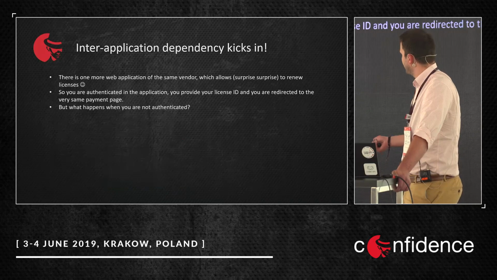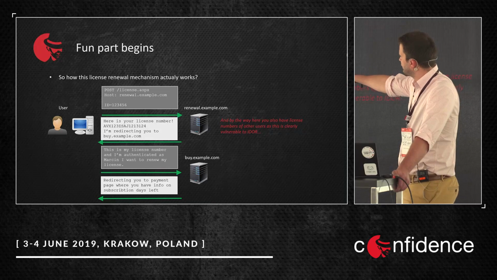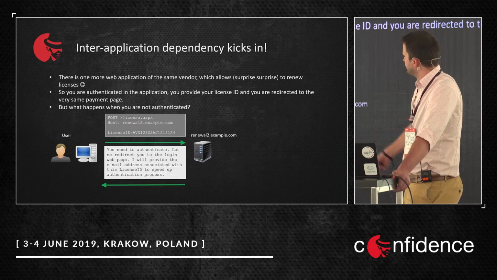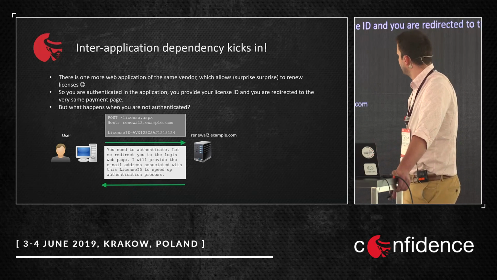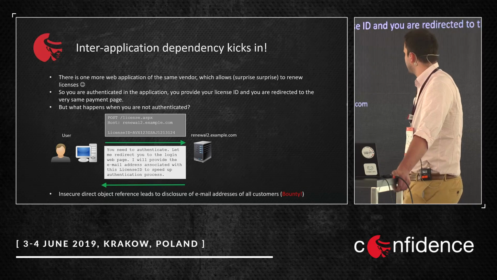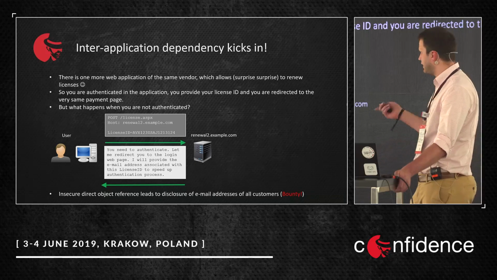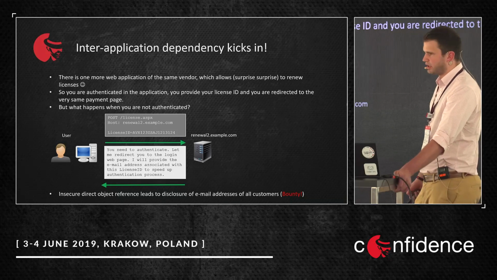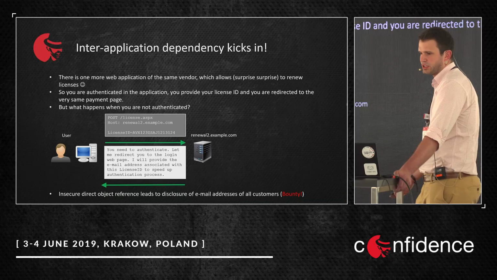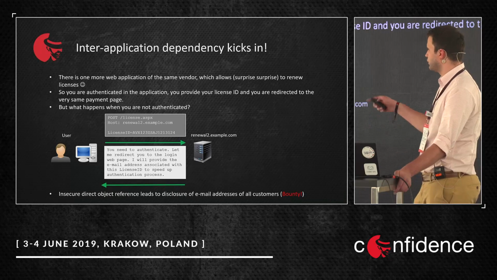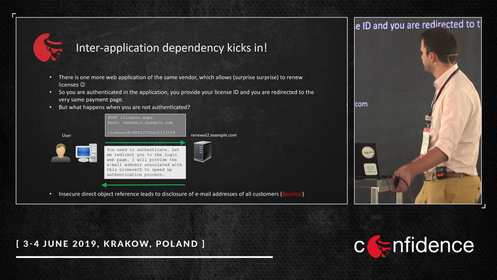So obviously, if you take this into account, you can easily list all the license numbers and associate all the license IDs with email addresses. You have a pretty decent vulnerability, right? Because you can easily dump the entire database of customer emails of that particular vendor. So again, a classical inter-application dependency. We are connecting two applications to actually exploit an issue.